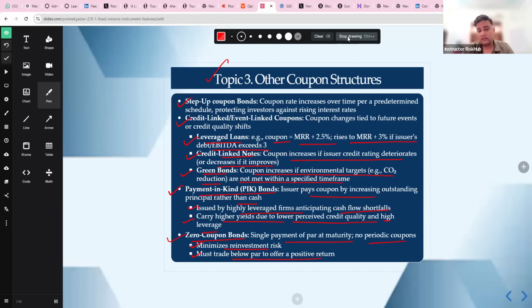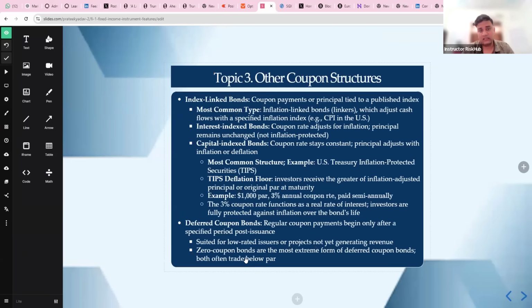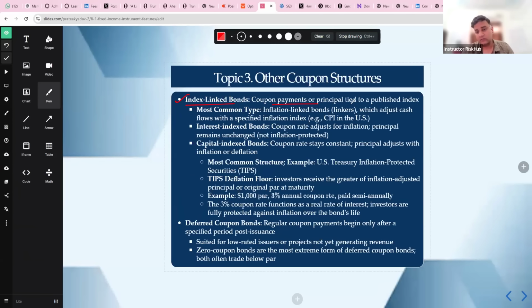Then the next part which we have to see is another category, which is index-linked coupons or index-linked bonds. Coupon payments or principal tied to a published index. Most common example is TIPS. Most common type is inflation-linked bonds, linkers, which adjust your cash flows with a specified inflation index, CPI in the US. So TIPS, Treasury Inflation-Protected Securities. Again, this is given here. We have two categories here. Basically, one category is interest index bonds, which have coupon rate adjusted for inflation, principal remains unchanged, not inflation protected.